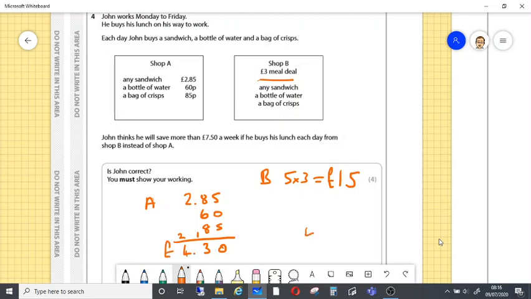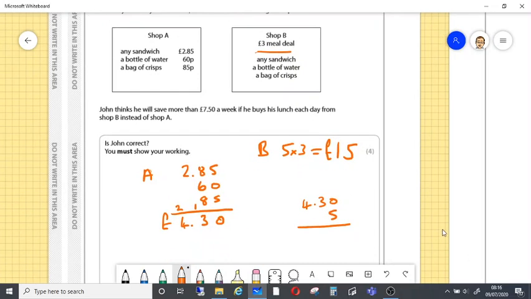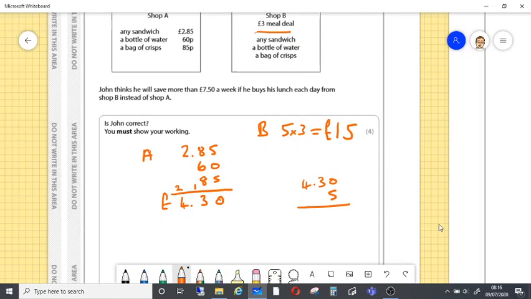So £4.30 times by 5. Nothing times by 5 is nothing. 3 times 5 is 15. Carry the 1. 4 times 5 is 20. Add the 1 back in makes £21.50. So option A is £21.50 and option B is £15. £21.50 take away £15 means he's making a saving of £6.50.